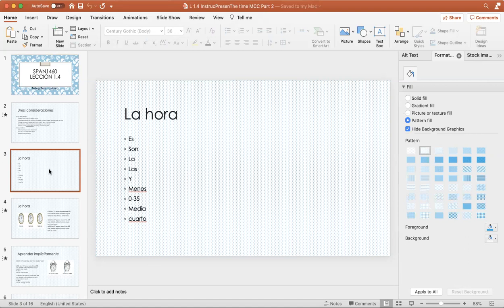So what is it that we need to know in order to ask the time? Really, really simple. Muy fácil. So we need to know these particular words.